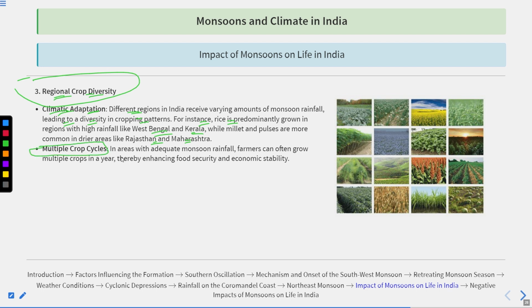Thereafter, multiple crop cycles. In areas with adequate monsoon rainfall, the farmers could often grow multiple crops in a year, thereby enhancing food security and their economic stability.